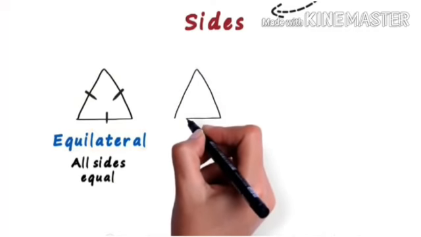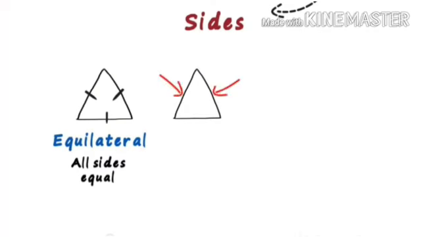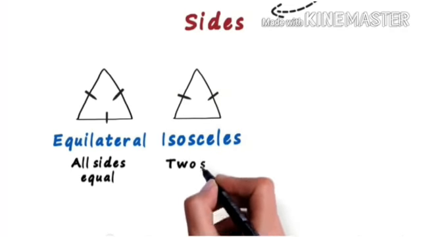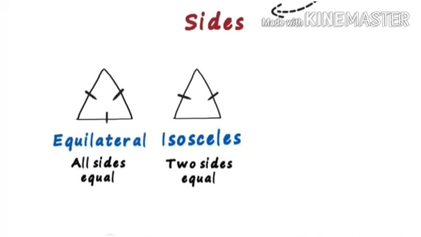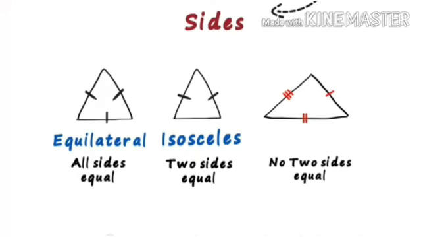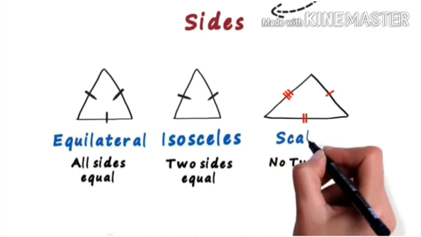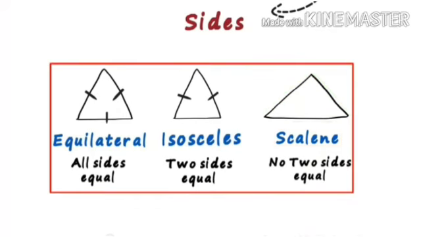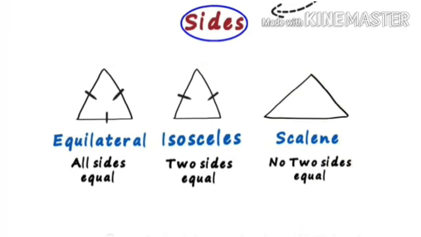The other kind of triangle is a triangle which has two sides equal. Say these two sides. Such triangles are called isosceles triangles. Any two of the three sides can be equal. And the third type of triangle is the one in which no two sides are equal. Such triangles are called scalene triangles. Remember, the length of each side of a scalene triangle is different from the other. So this was the classification of triangles based on sides.